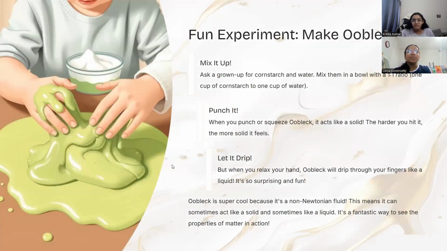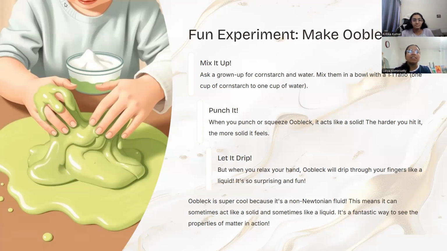Now, onto a fun experiment. Make oobleck. Ask a grown-up for cornstarch and water and mix them in a 1:1 ratio in a bowl. So that means 1 cup of cornstarch to every 1 cup of water. Next, punch it. When you punch or squeeze oobleck, it acts like a solid. The harder you hit, the more solid it feels.